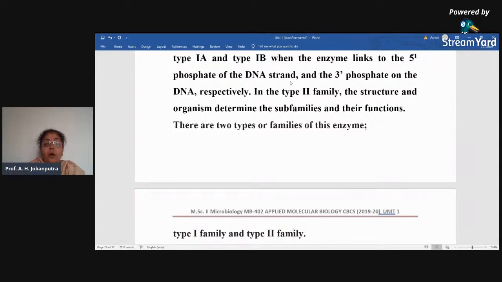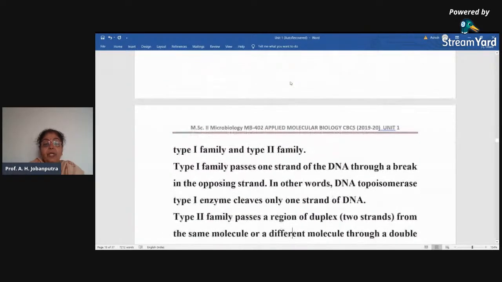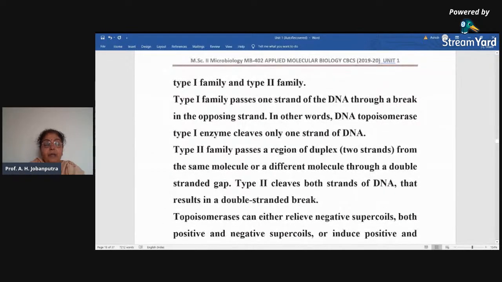There are two types or families of this enzyme, the type 1 family and the type 2 family. Type 1 family passes one strand of DNA through a break in the opposite strand. In other words, DNA topoisomerase 1 enzyme cleaves only one strand of DNA. It attaches to one strand, but transfers the break to the opposite strand. So in that way we can say that type 1 topoisomerases are able to make only single stranded cuts in the DNA.